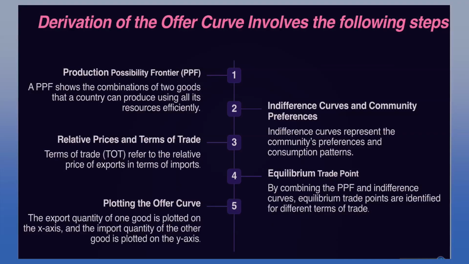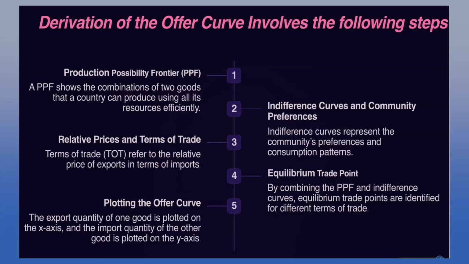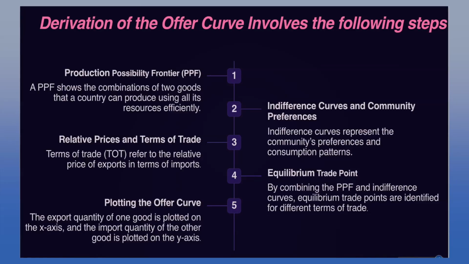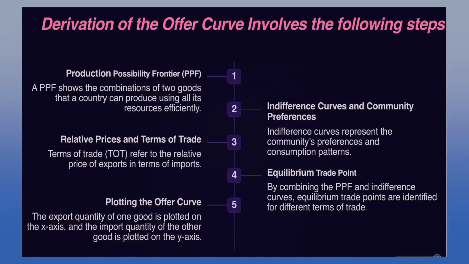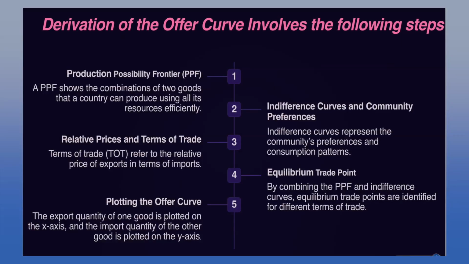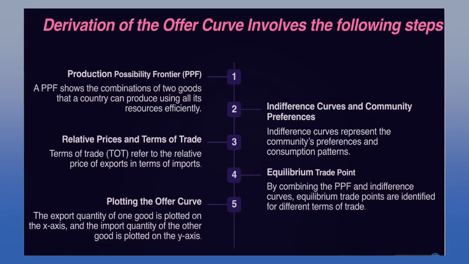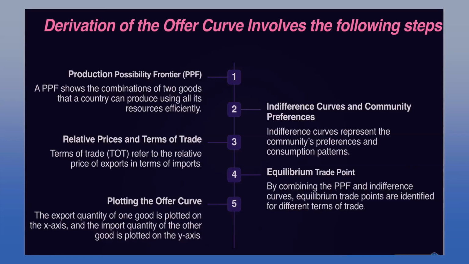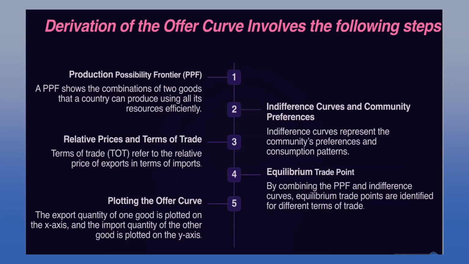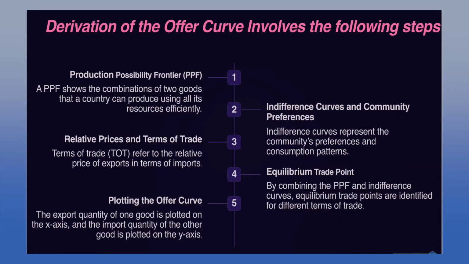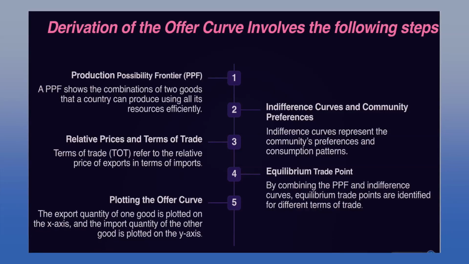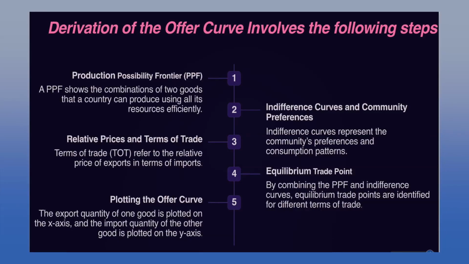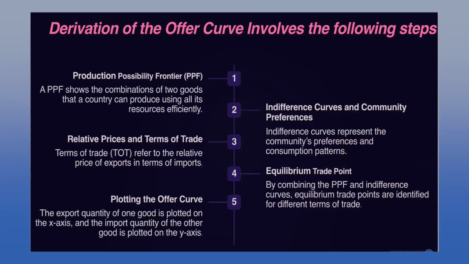We also need to know about relative prices and terms of trade, TOT. Terms of trade refer to the relative price of exports in terms of imports, and as TOT improves for a country, it might export more of its good while demanding more imports. Next comes the equilibrium trade point. By combining the PPF and the indifference curves, equilibrium trade points are identified for different TOTs. These points show how quantities of exports and imports maximize utility.